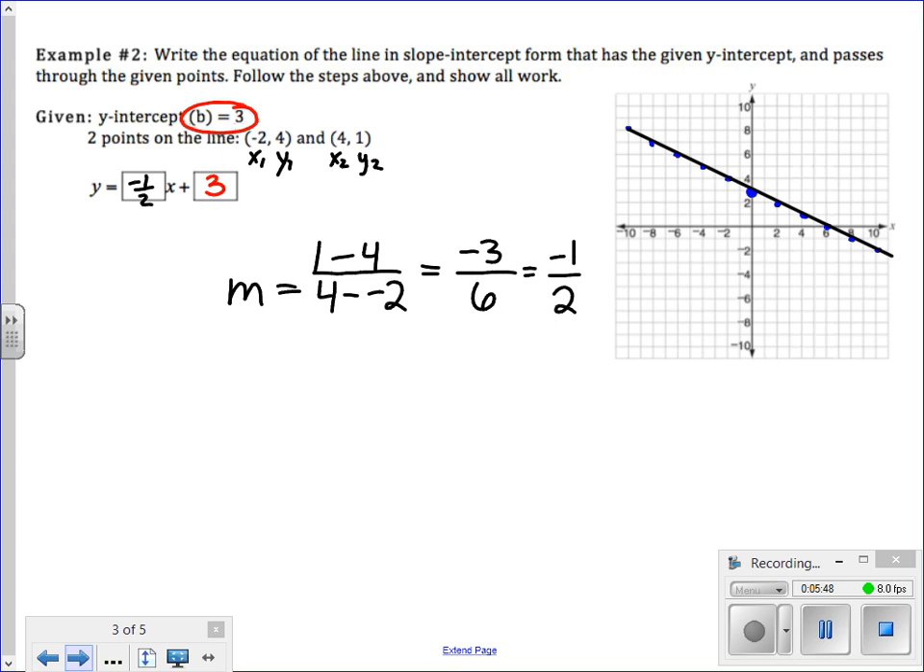If I graph this line correctly, the points negative 2, 4, and 4, 1 should be on your graph. It appears that they are here, so I know I found the correct equation of the line.